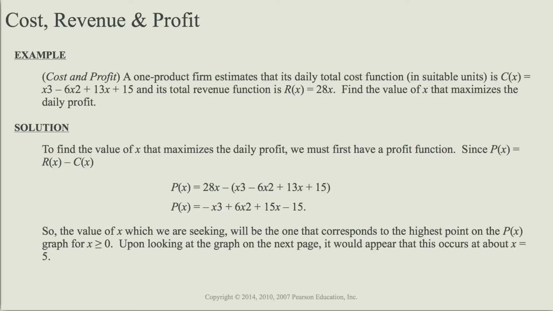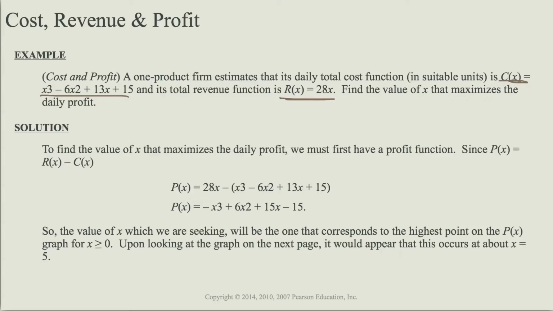So we have that the daily cost is given by C of x equals x cubed minus 6x squared plus 13x plus 15, and that the revenue that this firm generates is R of x equals 28x, where x is the number of products or items that they're selling. And so it's asking us to maximize the profit. And again, this is going to be exactly like the optimization problems we've done in the past. We just need to figure out a formula in one variable for profit.